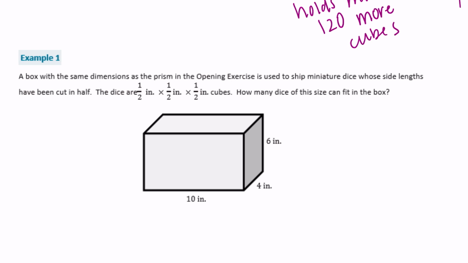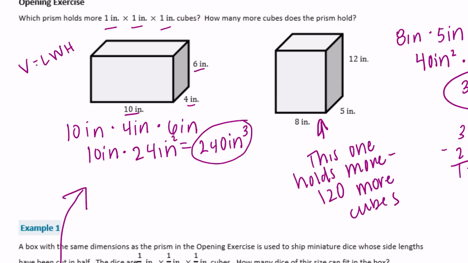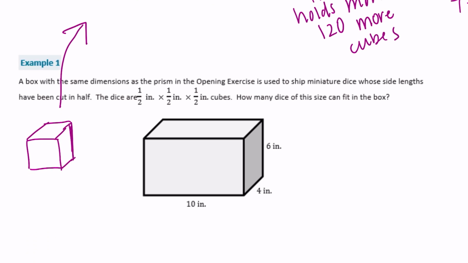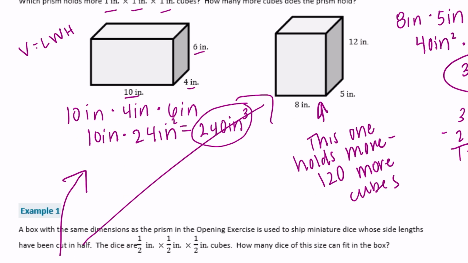Okay, so I feel like this is easier to see with a picture, but I'm not a great artist, so I'm going to draw what it would look like if we just filled them with 1 inch cubes. So if we just filled it with 1 inch by 1 inch by 1 inch cubes, it would look like this, like what we did up here. We filled this one with 240 of those, and for the second one, 360 of these little cubes could fit in there.